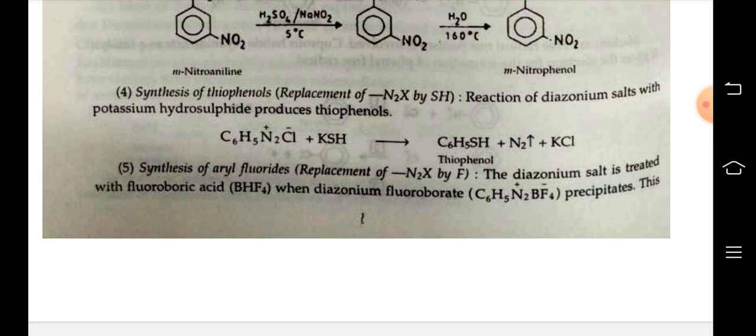Fourth is synthesis of thiophenols, replacement of N2X by SH. Reaction of diazonium salt with potassium hydrosulfide produces thiophenols. C6H5N2+ Cl- plus KSH gives thiophenol plus N2 gas evolved plus KCl.